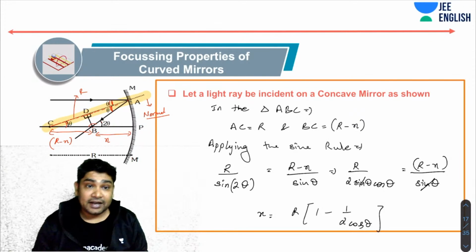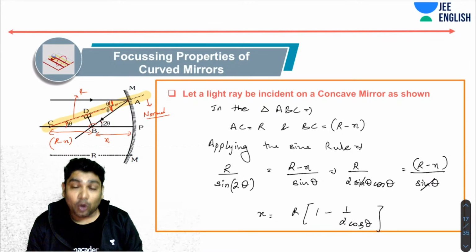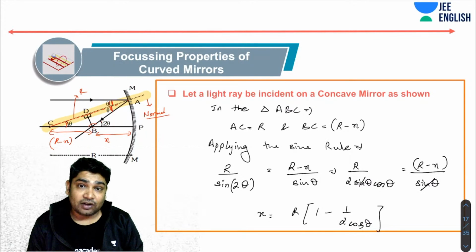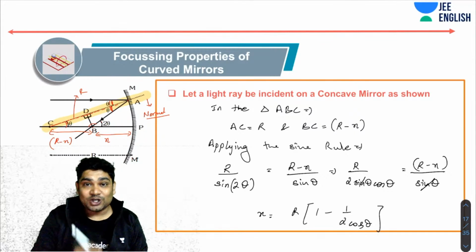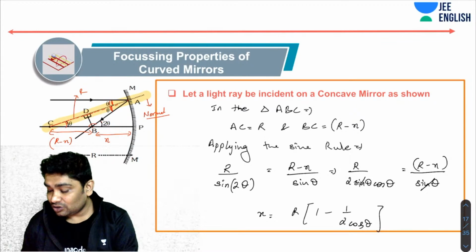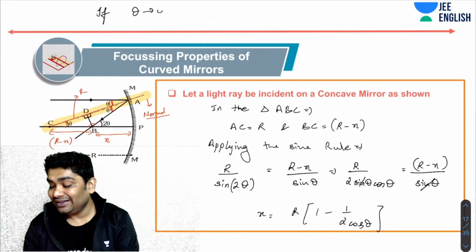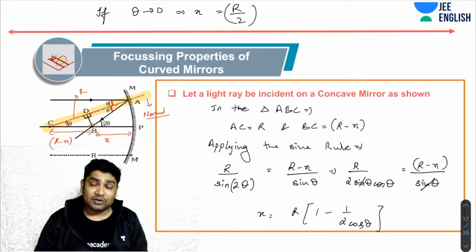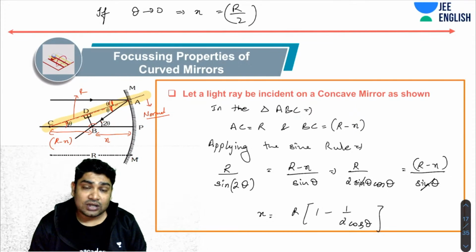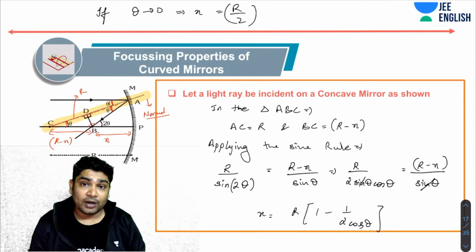Now you realize if your theta tends to 0, then the x becomes constant. Or what I'm trying to say is, for all the rays which subtend very small angles of incidence, all of them would be reflected and focused on a single point. So if theta tends to 0, x is equal to r by 2. For all such rays, after reflection they would pass through B. That is what we call the focus or focal point of the mirror.